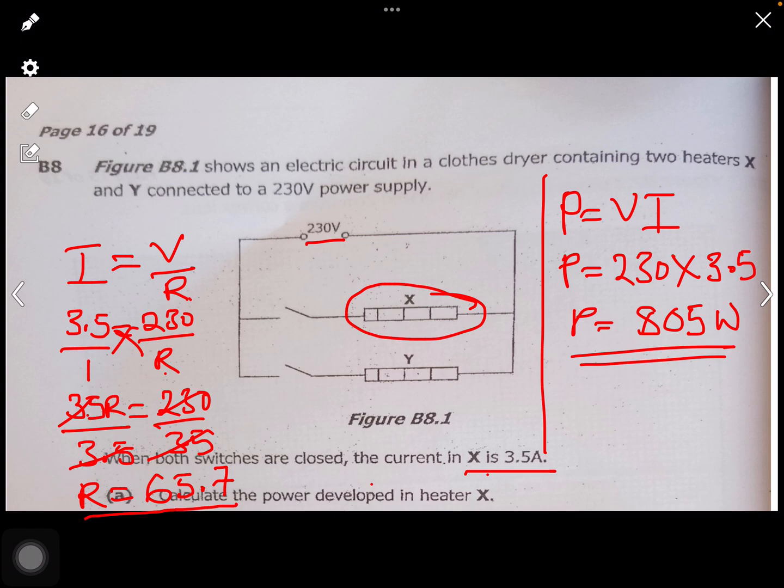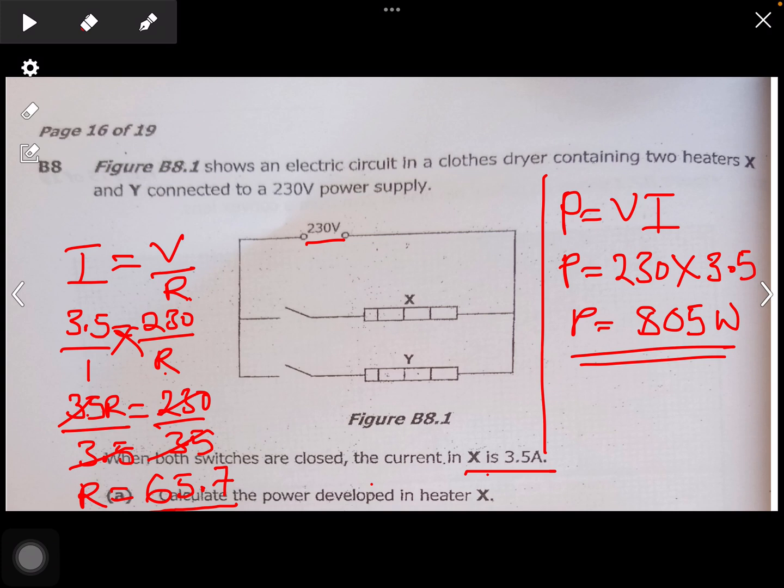We can round this to the final value, R equal to 66 ohms. So the resistance of X is 66 ohms. We can place our 66 ohms there. That is our X. Then we find Y.